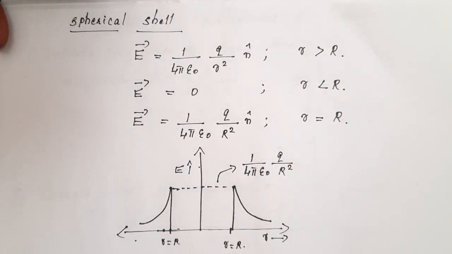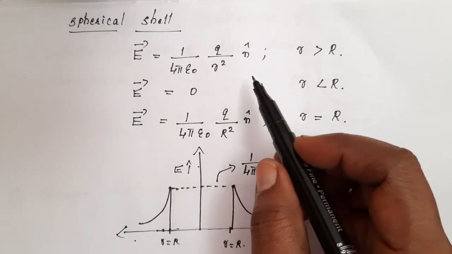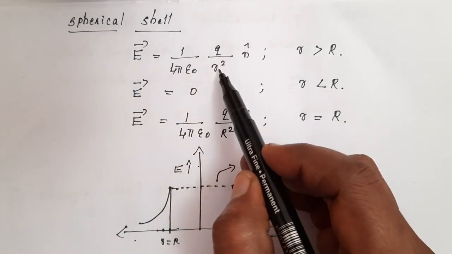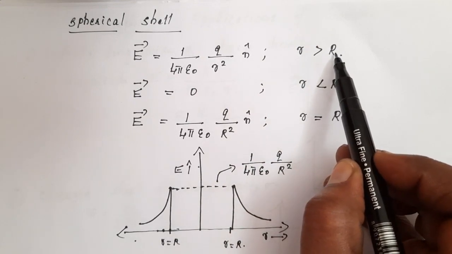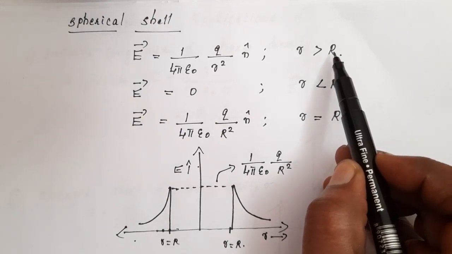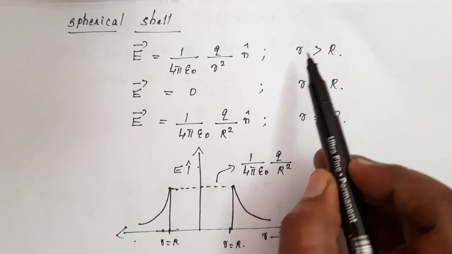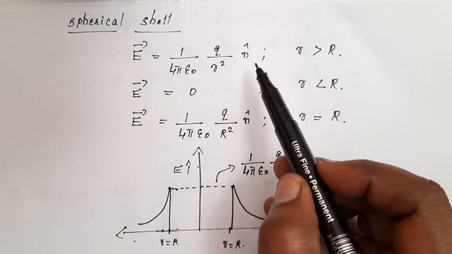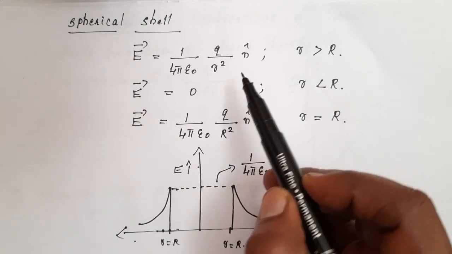Now in the case of a charged spherical shell, this is the case with the electric field. That means the electric field is equal to 1 by 4 pi epsilon 0 q by r square n cap when the small letter r is greater than capital letter R. What is this capital letter R? That is the radius of the spherical shell, and r is the distance of the point from the center of the spherical shell. So outside the spherical shell, we have already mentioned that the electric field varies as if the whole charge is concentrated at the center.